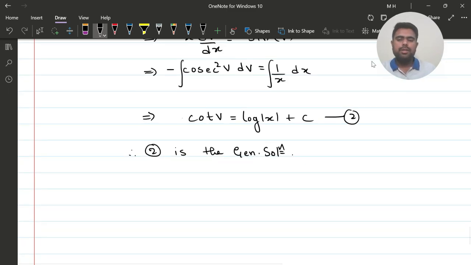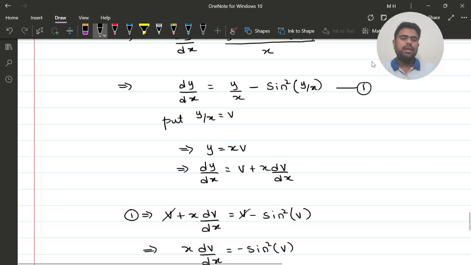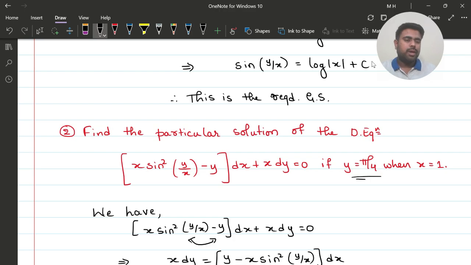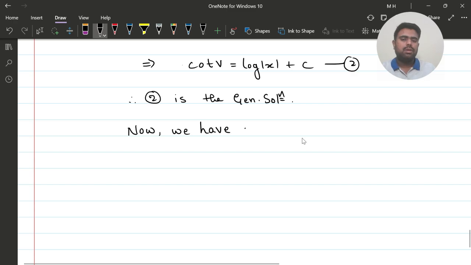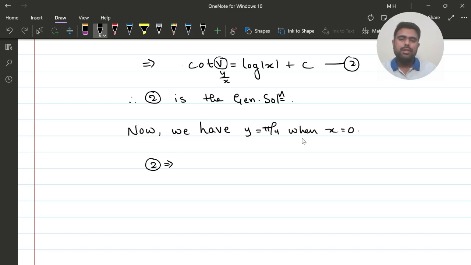Now to find the particular solution, we have what is given, the conditions. Y equal to pi by 4 when x equal to 0, right? So therefore equation 2 gives, here where there is v I have to put y by x, I had forgotten, sorry. So that I think we can manage.